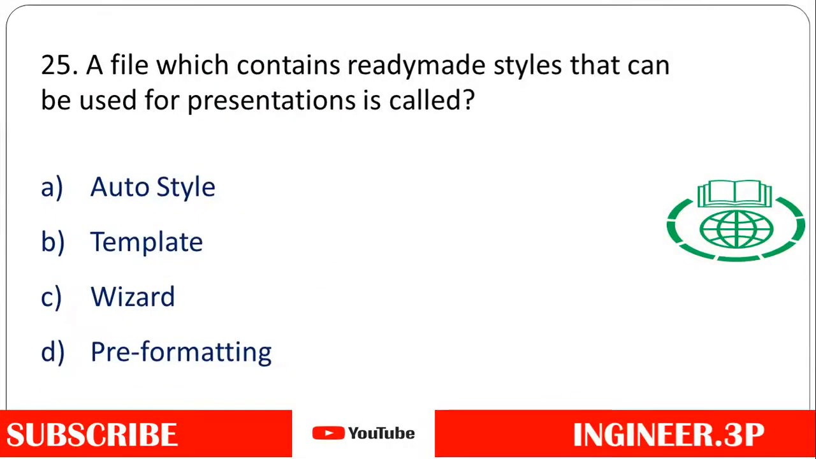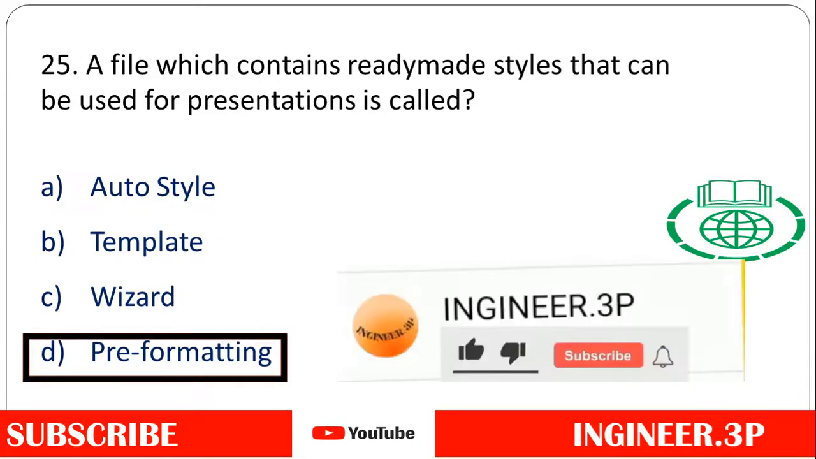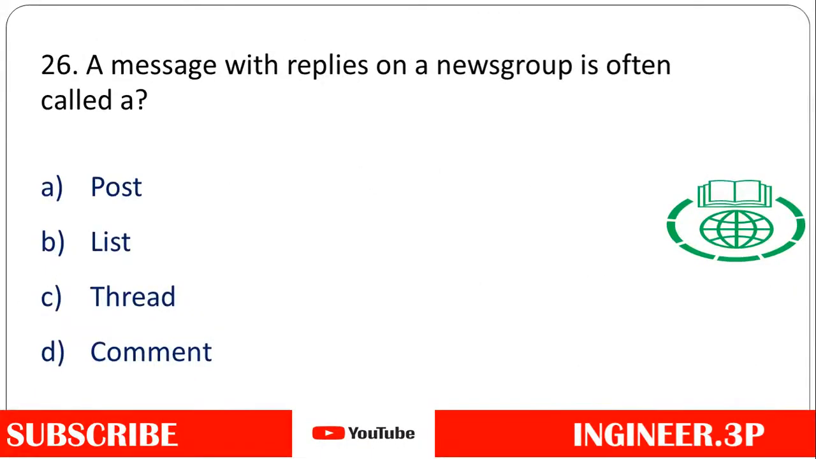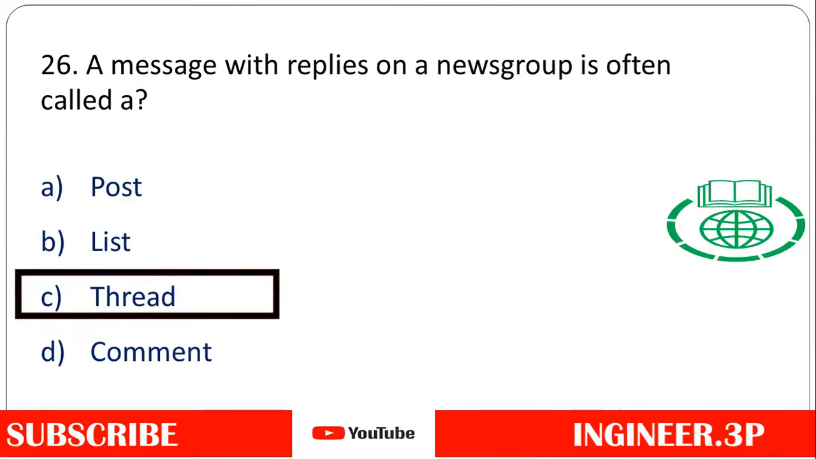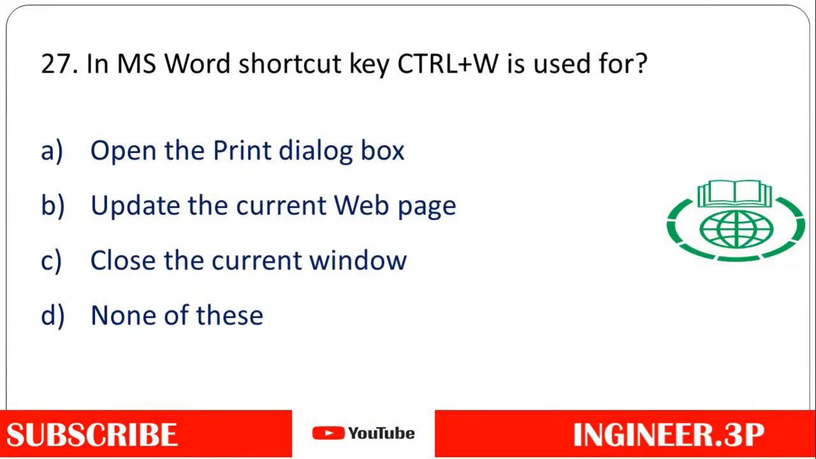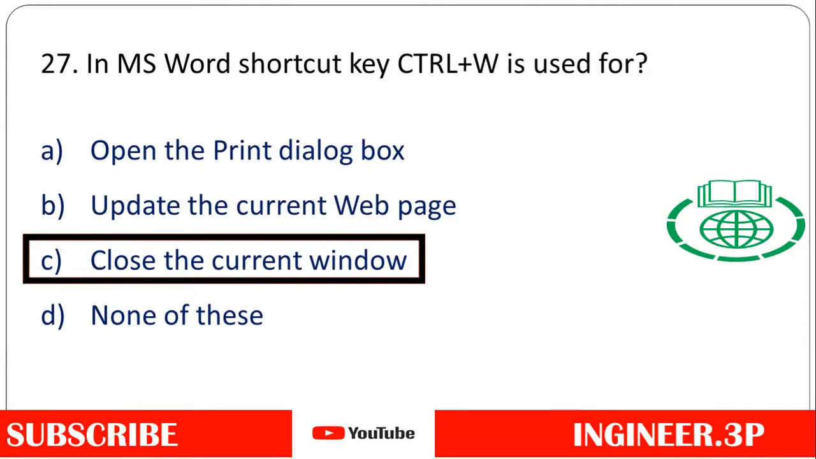A file which contains ready-made styles that can be used for presentation is called a template. A message with replies on a newsgroup is often called a thread. In MS Word, shortcut key Ctrl+W is used to close the current window.